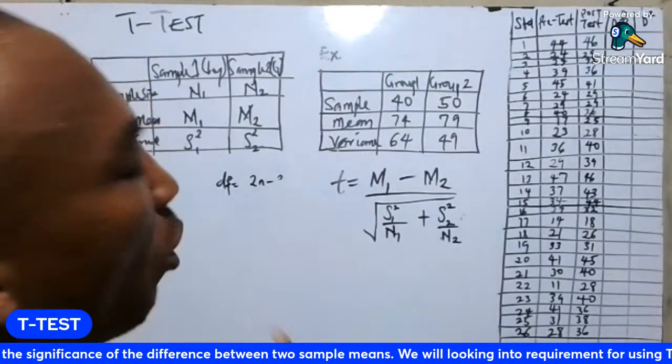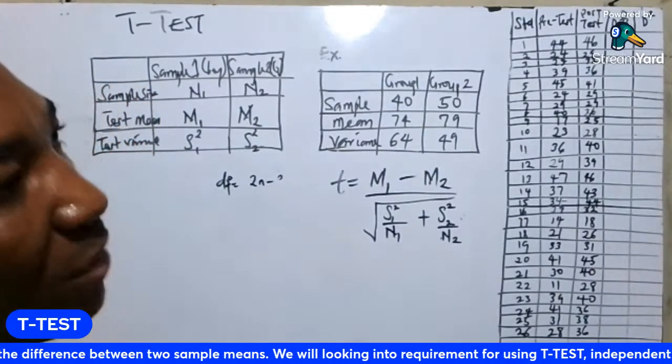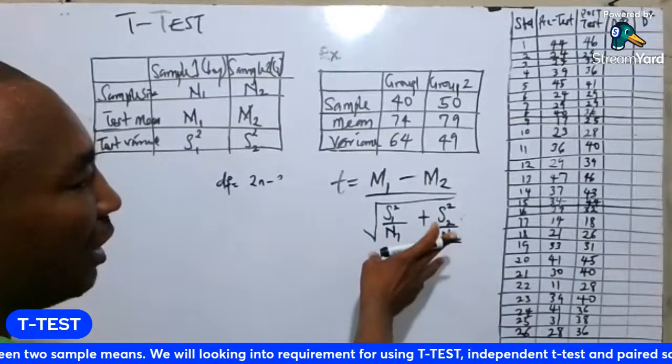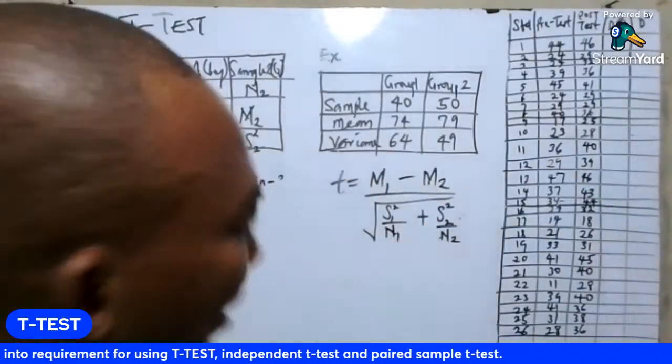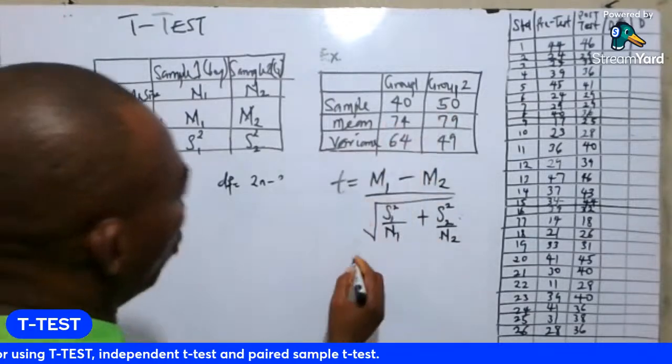So when we want to do this, how do you know? You need to get your calculated value before you can know whether you are taking the null hypothesis or the alternative hypothesis. So you have to put everything into the formula.